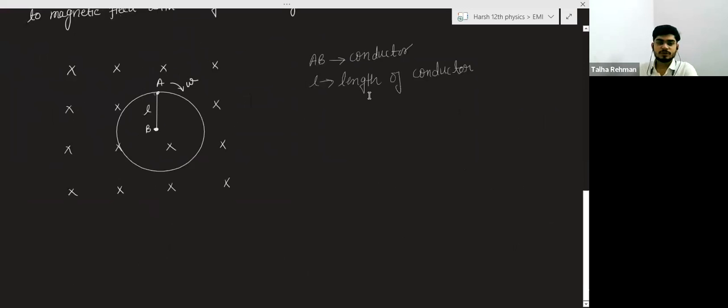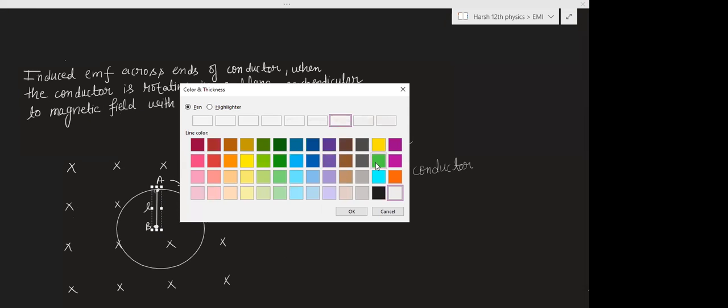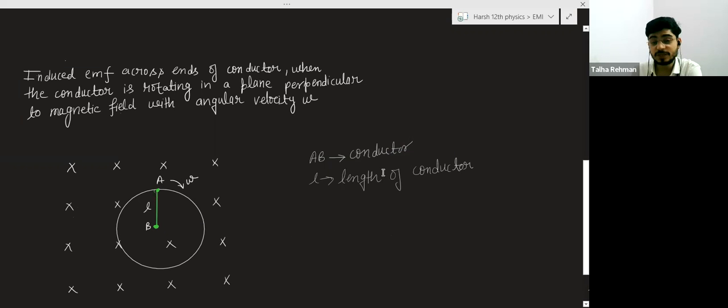Okay, no problem. So here, this is your wire AB. Remember, this AB is your wire. I have written here AB is your wire or your conductor. L is representing the length of the conductor. So this wire is rotating like this, in a circular path.